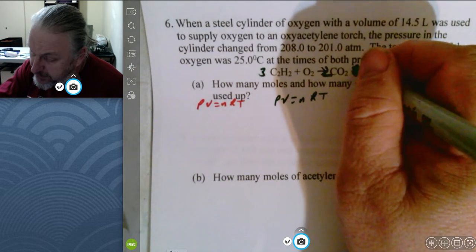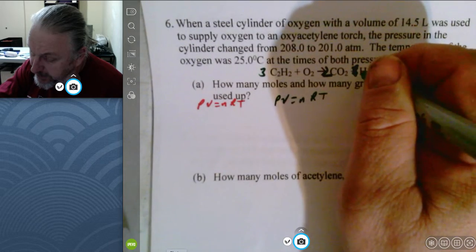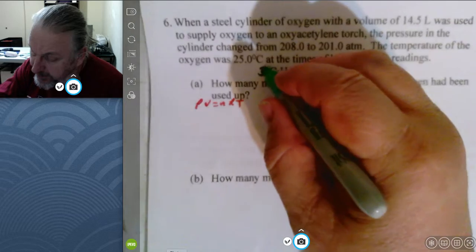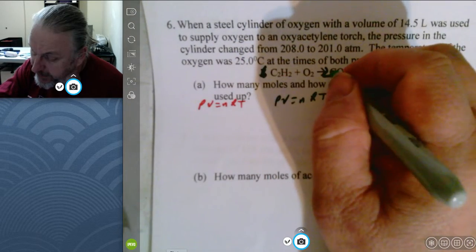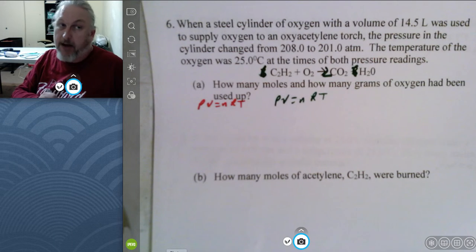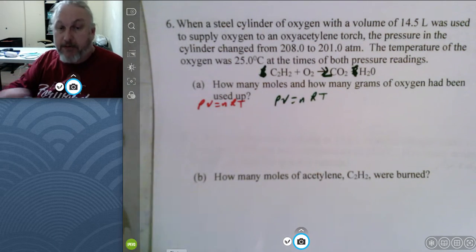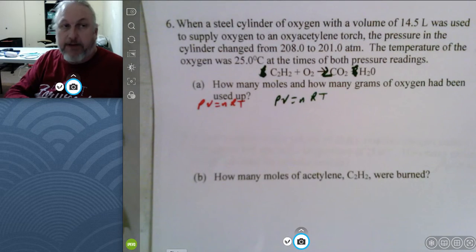I got to get 6 hydrogen. That's 12. I got to get 6 on this side. Now I'll fool with that later. I'm going to think on that one. But I'm going to have to get my stoichiometry right. I'm going to have to balance that equation. We're going to have to do that to answer B. And we'll get to that tomorrow.